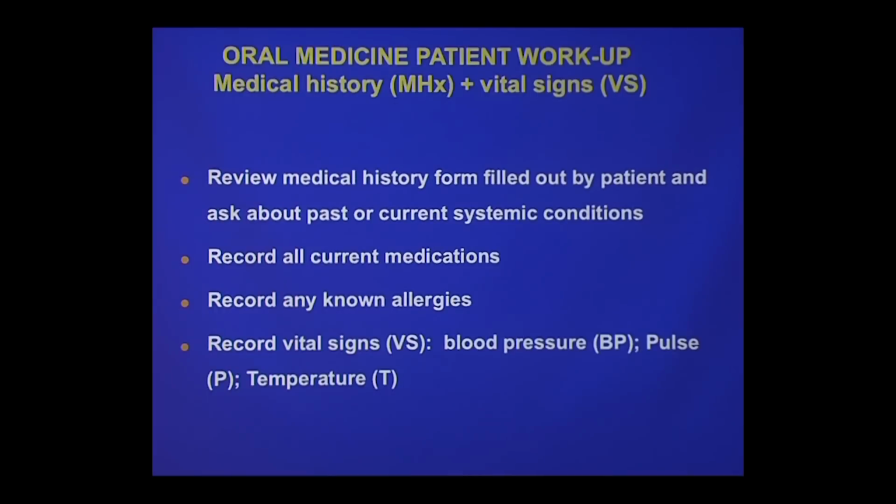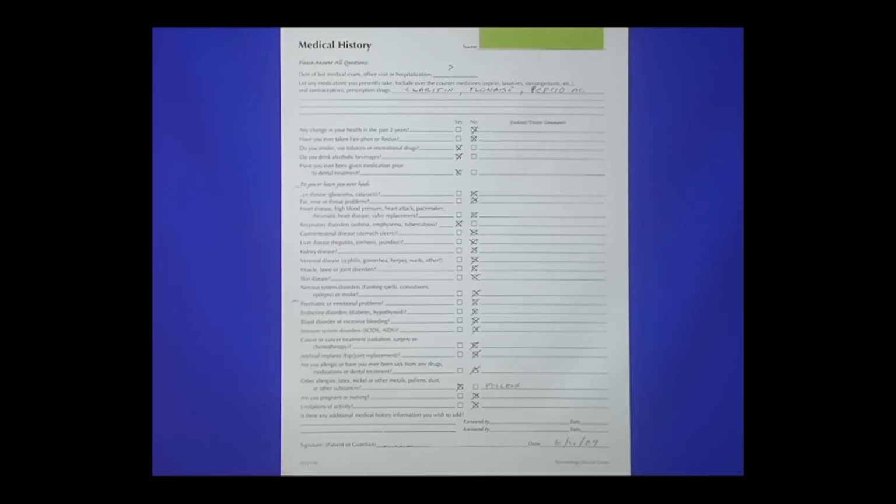So then we go to the medical history, and of course we review the medical history form that's filled out by the patient, and you've all filled out a medical history form when you go to your physicians or to your dentist or to any kind of healthcare provider. And we ask about past and current systemic conditions. We record all the current medications. We record any known allergies, and then we collect some vital signs. And this is just an example of a medical history form. You know, sometimes they're one page, other times they're a little longer. Now, more and more often, patients actually fill this out online. So we have more and more of these electronic health medical history forms.